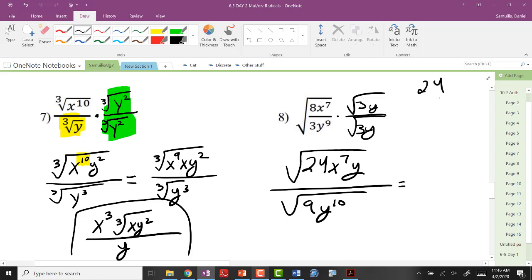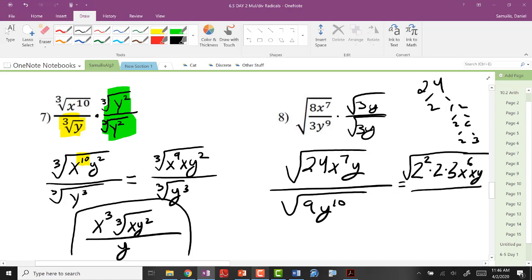All right, 24. That's 2 times 12, 2 times 6, 2 times 3. So that means that's going to be 2 squared times 2 times 3. X to the 6th x, y. So again, I want values that are divisible by 2. Square root of 9y to the 10th. That one's already set up to go.